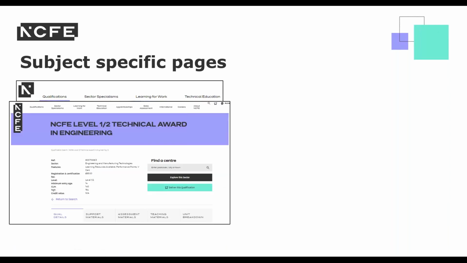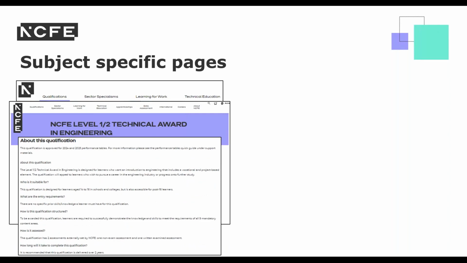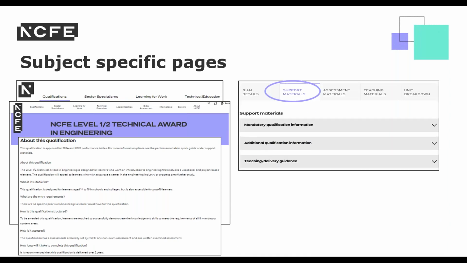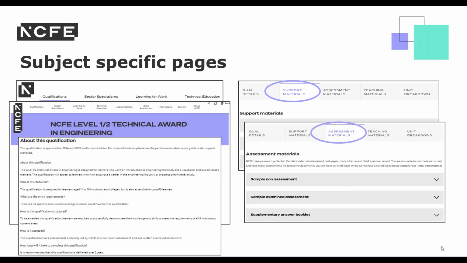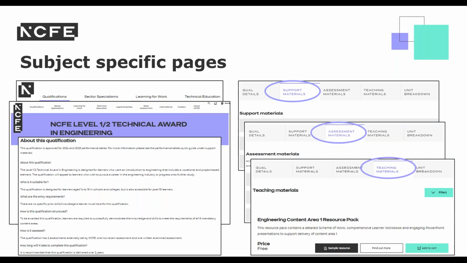This is the page for engineering, and if you scroll down, you'll see some brief information about the qualification, including the career opportunities and the performance table details. If you scroll further down, you will see the support materials tab, where you will find the qualification specification and the Synoptic connection document. In the assessment materials tab, you will find the sample assessment materials, and they are available for the NEA and the EA. And lastly, the teacher materials will also be available to download here too. If you don't have a login, it would usually be your exams officer who can help, and you can also refer to the portal user guide on our website for further support.